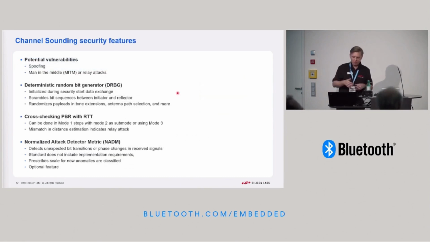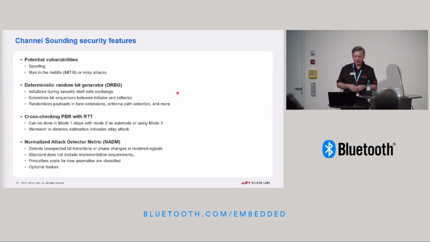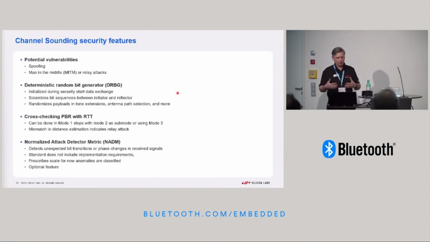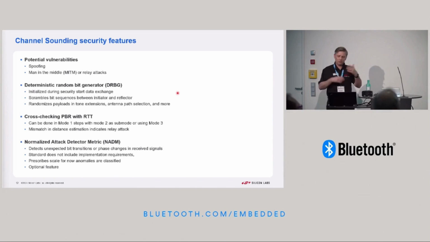And the other point I wanted to make, I've mentioned this a couple of times: adding security features to the standard was viewed as a priority with channel sounding from its inception. They wanted to make sure that we minimize the attack surface for spoofing and for man-in-the-middle or relay attacks. The DRBG, the deterministic random bit generator, is central to a lot of the security features for channel sounding. This, as I mentioned, is used during that initialization to scramble the data that goes across between the two endpoints during a procedure. And it can also do other things like randomize payloads and the size of the extensions.